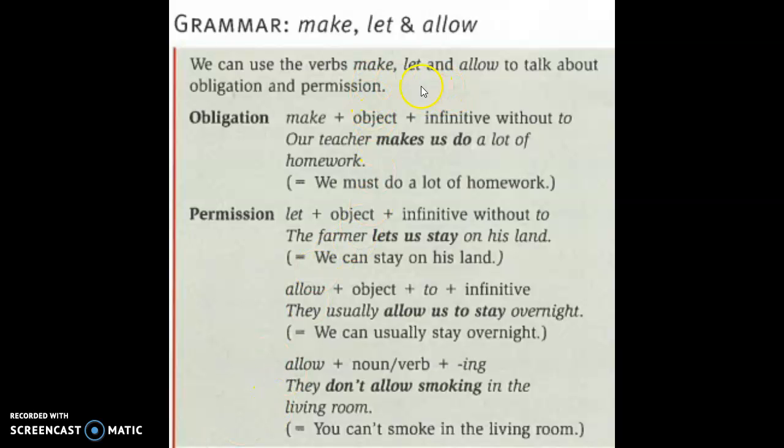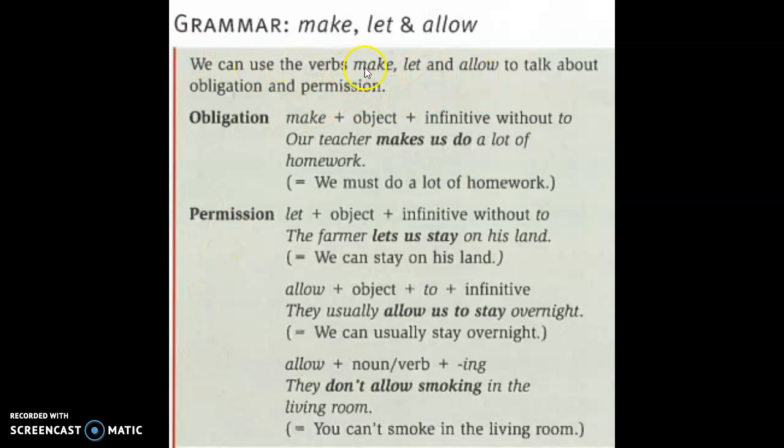or you could divide them up. So the verb make we use for gap, and let and allow we use for gap, because they're different, aren't they? So make is for obligation, let and allow are for permission.